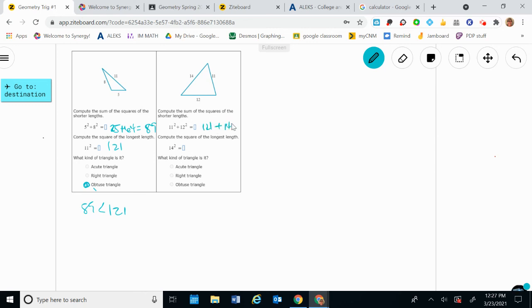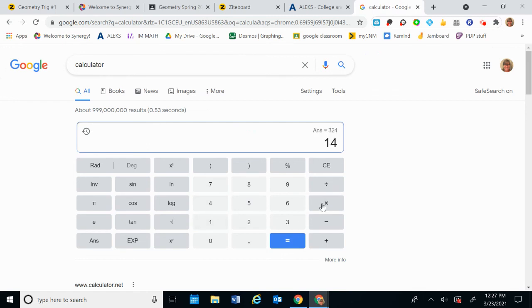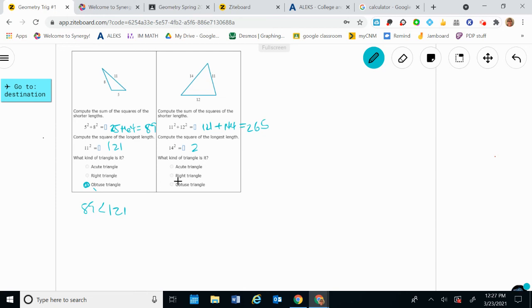Let's try this one. 121 plus 144 equals, you can just plug it in your calculator. I'm just doing it by hand because I can. 265. Okay. 14 squared is, oh, what is 14 squared? 14 times 14 is 196. So in this case, a squared plus b squared is greater than c squared. So in this case, we have an acute triangle. Okay, and that's it for these notes.